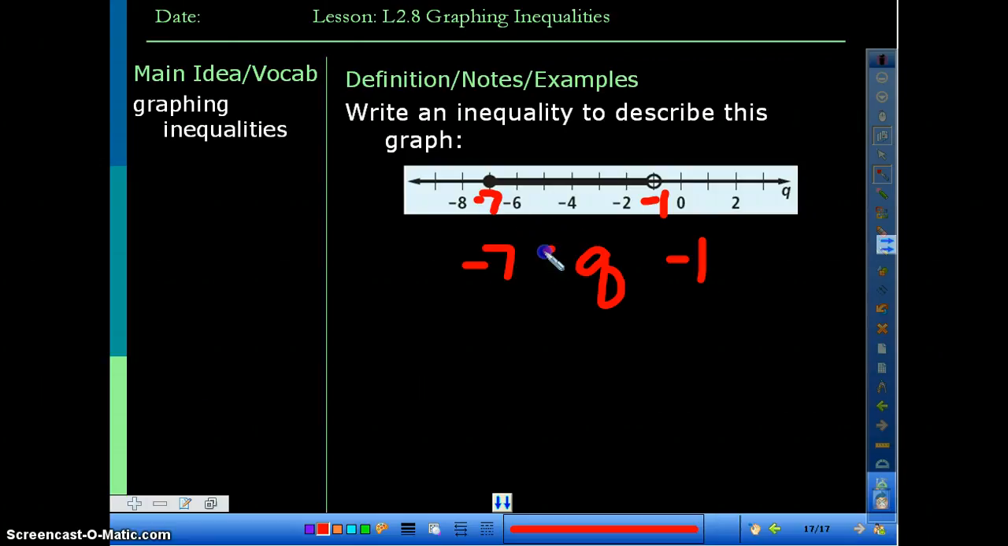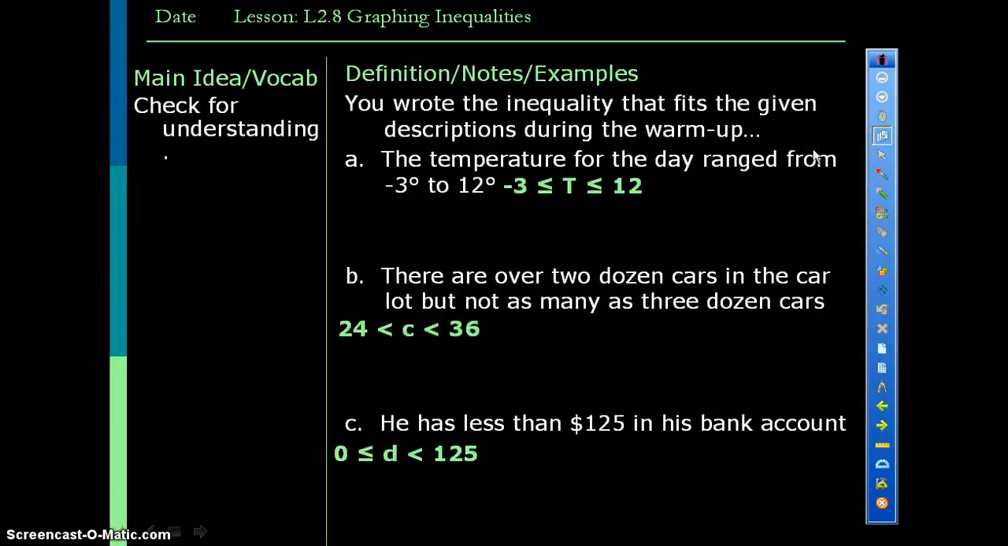In this case, we know that Q is going to be greater than the -7 boundary point and less than the -1 boundary point. We can also see that -1 has not been included, so we do not need the "or equal to." -7 has been included, so we do need the "or equal to." This is a great way of taking a look at a number line and how we can identify what the number line represents.